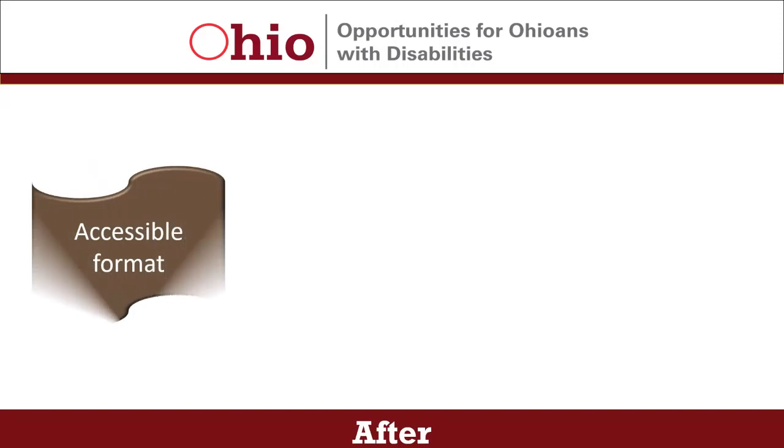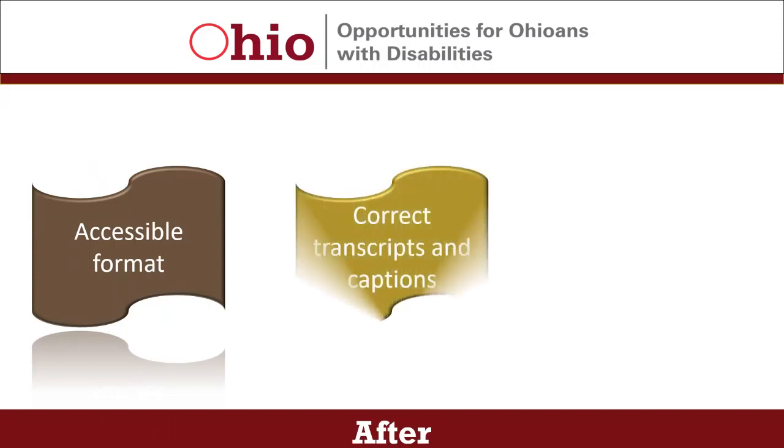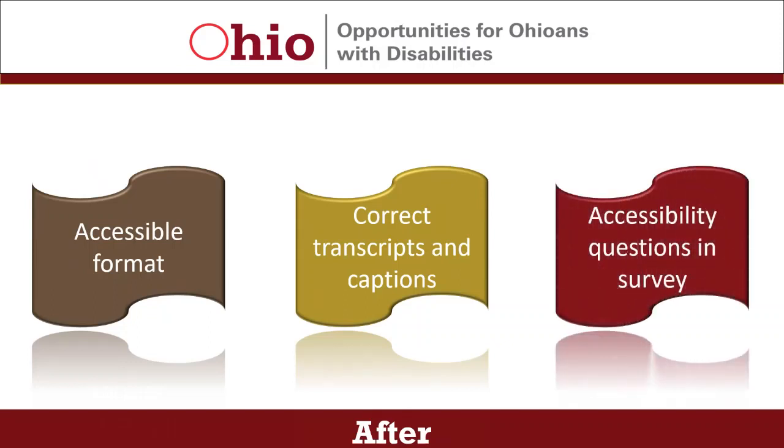If you send post-event communications, materials, or evaluations, make sure these are in accessible formats. If there are any recordings you plan to share, make sure things like transcripts and captions have been corrected first. If you send a follow-up evaluation or survey for feedback, add a question related to accessibility. This can help future presentations to be more accessible and inclusive.